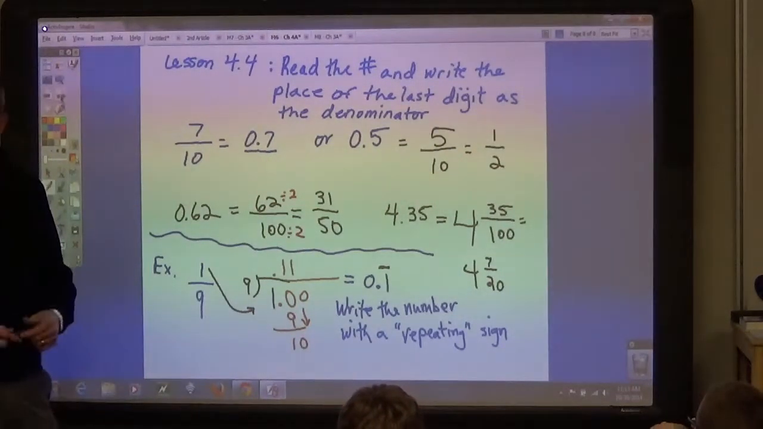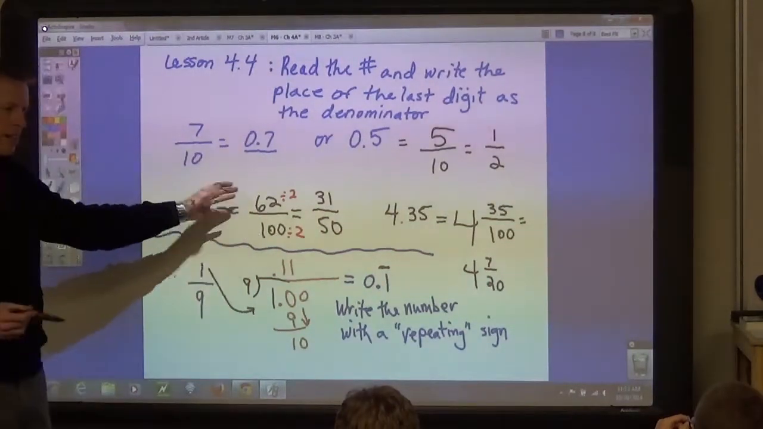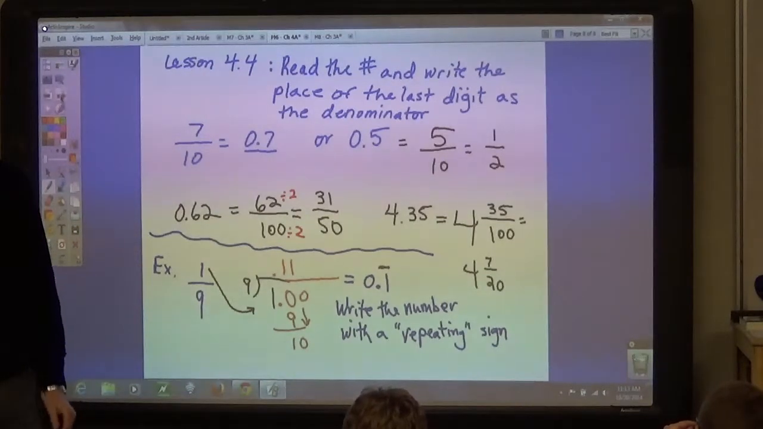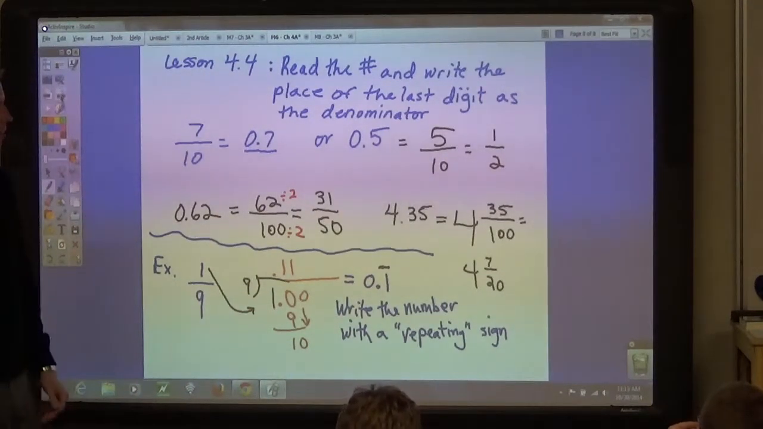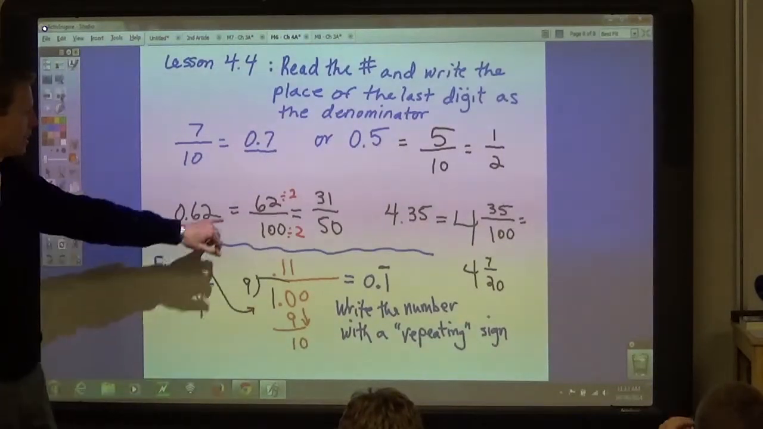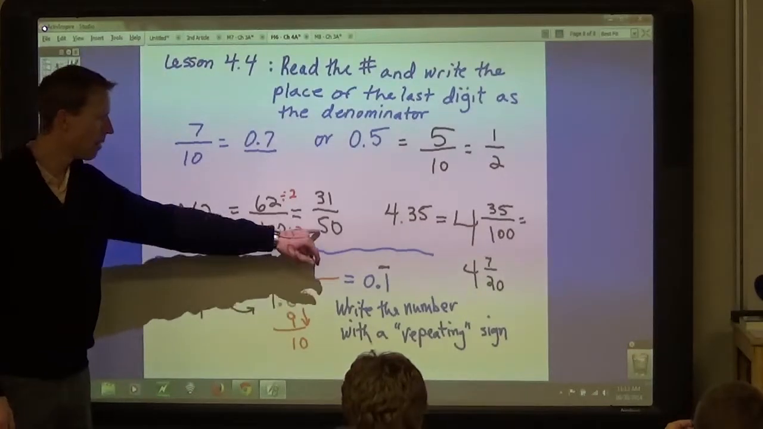But we know how to do that. We learned that a couple days ago. Simplest form. Start by dividing them both by a number. Any number. Doesn't have to be the greatest common factor. It could be any common factor. 62 divided by 2 is 31. 100 divided by 2 is 50.